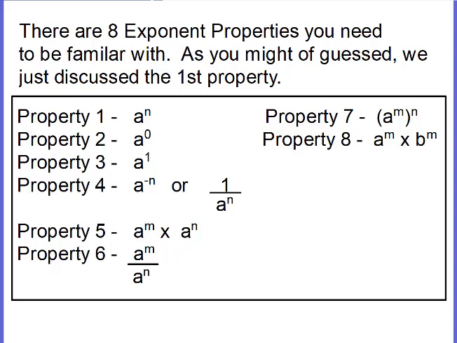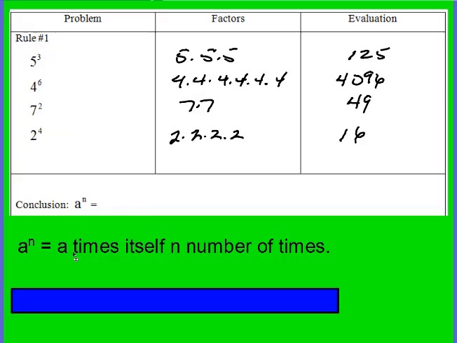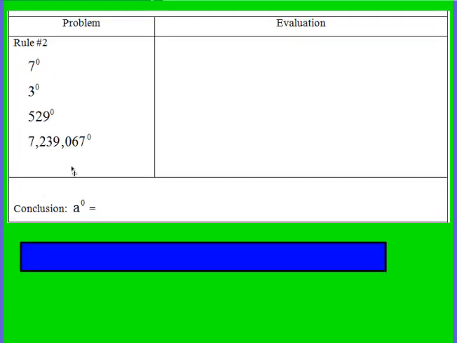Okay? So the first property that we just talked about is a to the nth means a times itself n number of times. That's one that we're very familiar with. But let's look at another one. What happens if I have 7 to the 0th power? So take your calculator, pause the video, and actually answer each one of these questions. Type in 7 to the 0th power, 3 to the 0th, 529 to the 0th, and what do you notice about it? Pause the video, and then answer each of these questions for me.